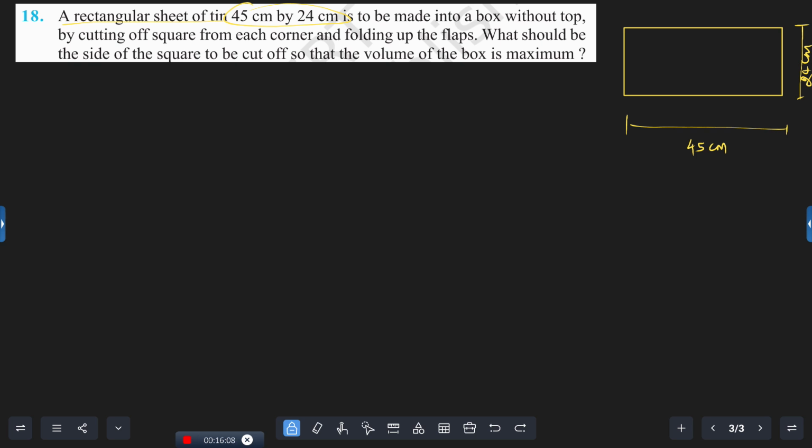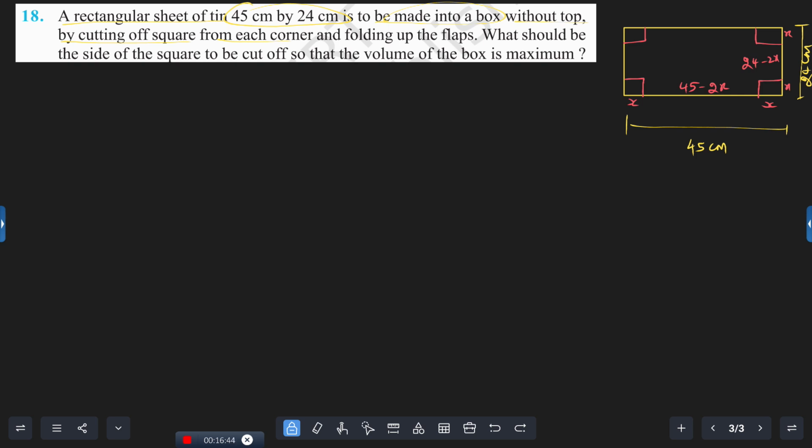A 24 centimeter sheet is to be made into a box without a top, by cutting off a square from each corner. In each corner one square will be removed. Suppose the side of the square is x, what will be the length? 45 minus 2x. And what about the breadth? This also x, this also x, so 24 minus 2x.